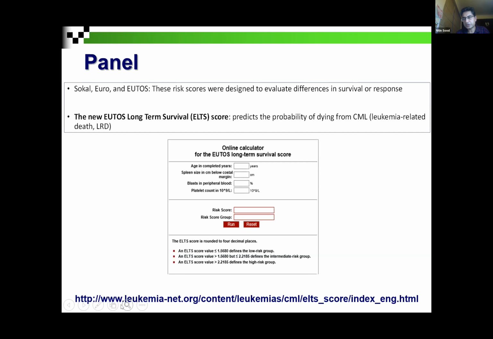peripheral blood, age, and actually, Dr. Nitin, the ELN currently recommends a modification. It's called the EUTOS long-term survival. It's called an ELTS score. Yeah, so that's not a derivative of EUTOS. That's what I was saying.